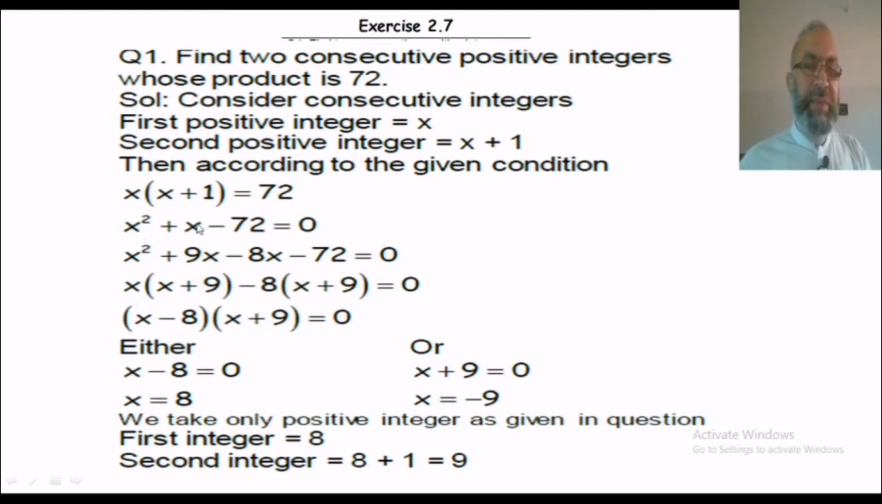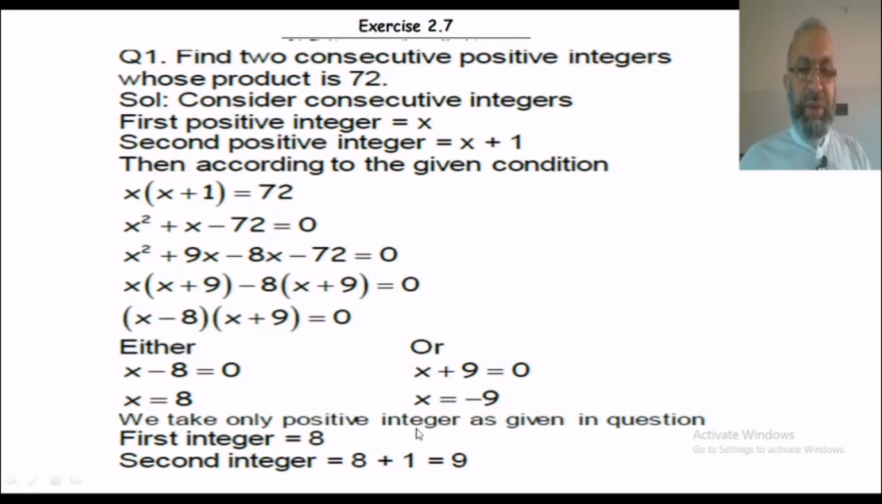So first, by the factorization method. Making factors, plus 9 and minus 8. If we add, we get plus x. If we multiply, we get minus 72. 9 times 8 is 72. So making factors, we get two factors: x minus 8, x plus 9 is equal to 0. It is already explained. So either the first factor x minus 8 is equal to 0, or x is equal to 8. Second factor x plus 9 equal to 0, or x is equal to minus 9.